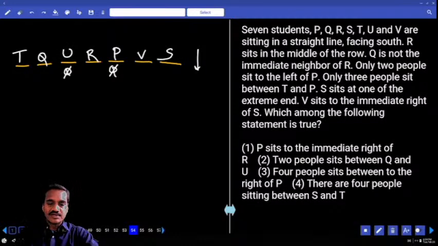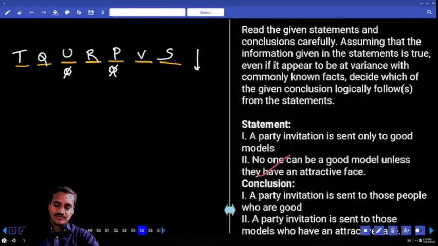Then which among the following is true? P sits to the immediate right of R, that is false. 2 people between Q and U, that is false. 4 to the right of P, that is definitely true. Choice 3. 54.